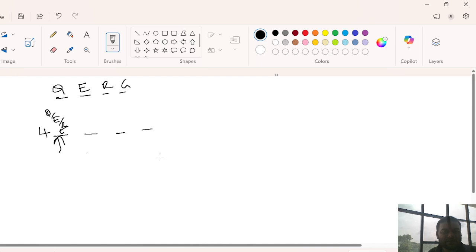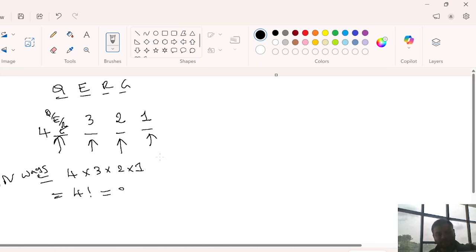Coming to the next blank, as one of these four will be filled in the first place, the remaining will be three. So three ways to fill the second blank. Similarly, two ways to fill the next, and one way to fill the last. So the number of ways to attend the exam is 4 into 3 into 2 into 1, nothing but 4 factorial, which is 24 ways. So the quants, English, reasoning and GK exam can be written in 24 ways.